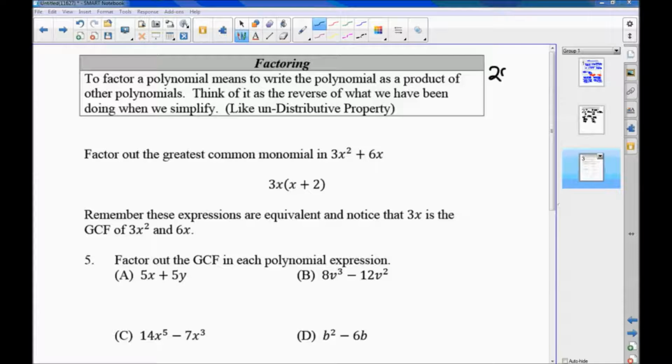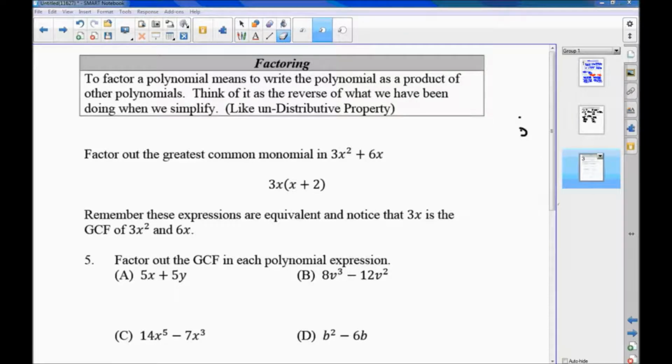So just factoring 20. Factor means to change 20 into two things that could multiply to 20. So there's a couple ways to factor this. We could factor it into 4 times 5. We could factor it into 10 times 2. We could factor it into 1 times 20. So we're just thinking of things that could multiply to make 20. Okay? Same thing we're doing here.